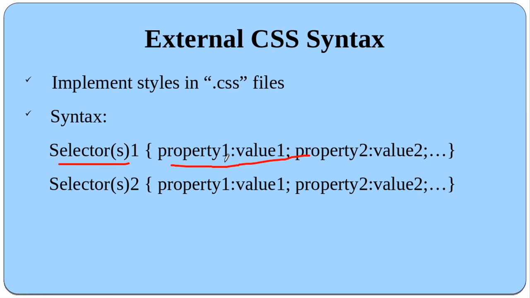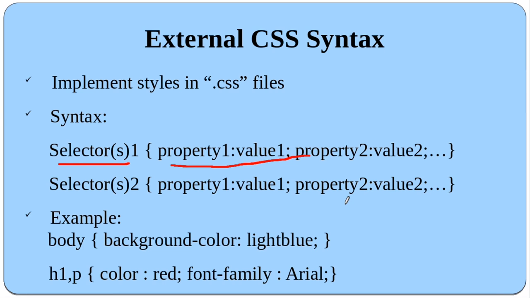Declaration block contains styles to apply to those HTML elements which are targeted by selector. Here, property value pair needs to be ended with a semicolon. See here, property 1 colon value 1 semicolon, property 2 colon value 2 semicolon. Like this, you can give any number of property value pairs, and all these things need to be enclosed within curly braces, followed by another selector, followed by declaration block which contains property value pairs.